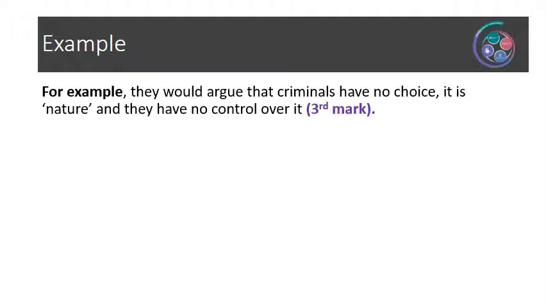If this question was worth 6 marks, we would then wish to add an example. As it is only worth 4 marks, you may also achieve full marks by just going and doing another point and another explanation without the need for examples. But for example purposes, we will include an example with this question. For example, they argue that criminals have no choice, it is nature and they have no control over it. So let's have a look at an overall model answer for you to copy down.